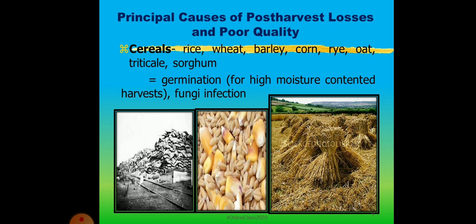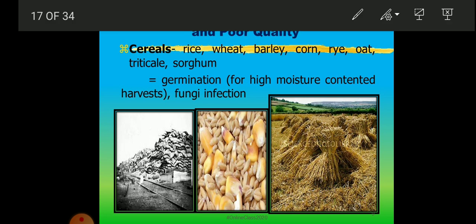And how about for cereals like rice and corn? So germination is a problem. Why? If you were to harvest those commodities at a high moisture content, they will be easily infected by fungus. So there's a restriction in cereals before you could store them.